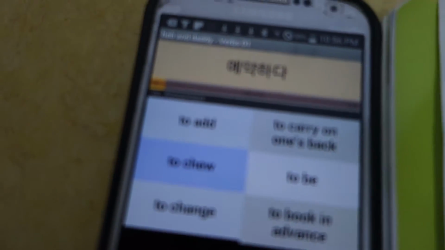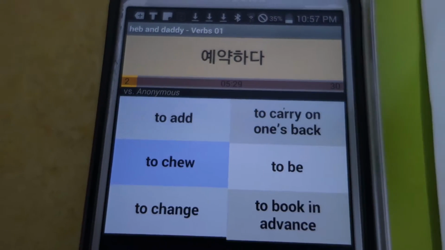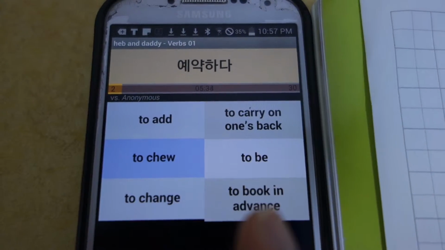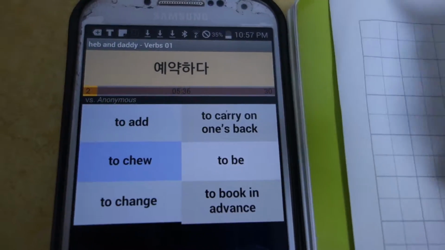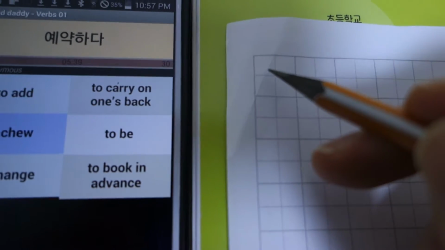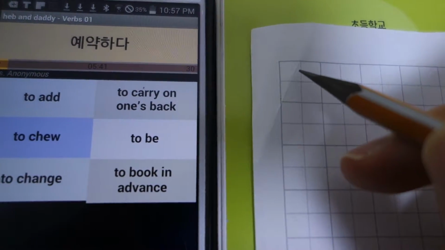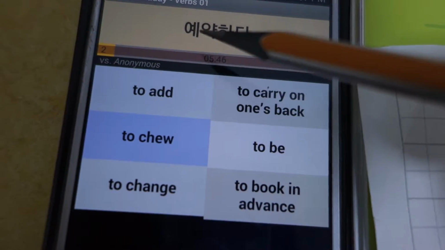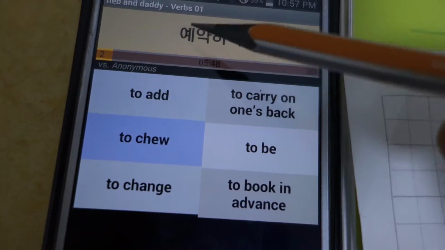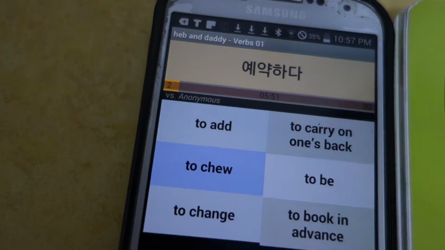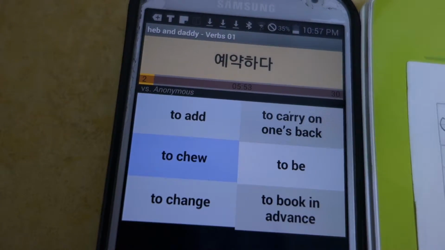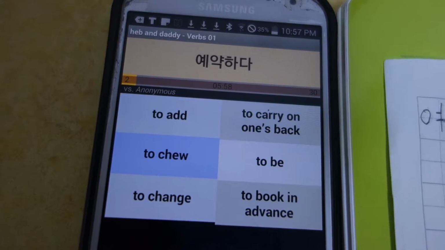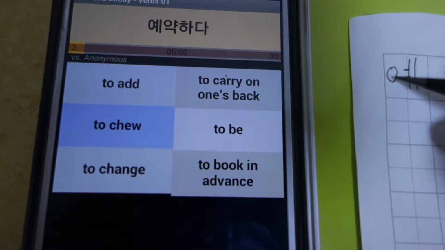So here I have a word, 예약하다, and I know that this word means to book in advance. When you are practicing your vocabulary, what you can do is look at it and write it down. So here we have the "yeah" part. How would I write that? Okay, this part goes there, and then we do this, this, and this. So that's the "yeah" part.